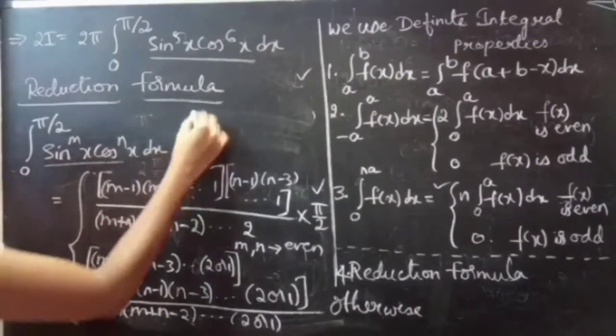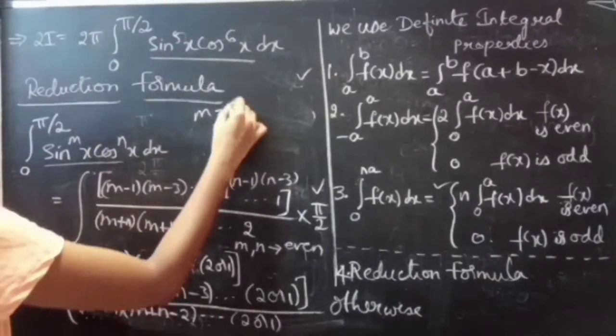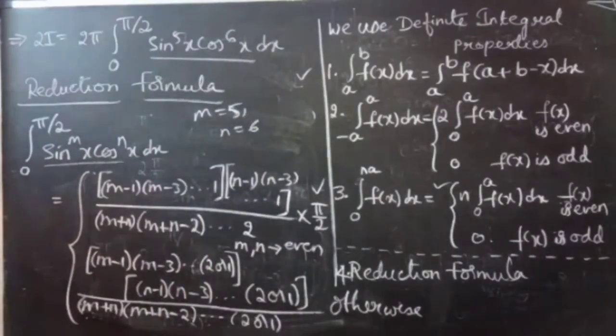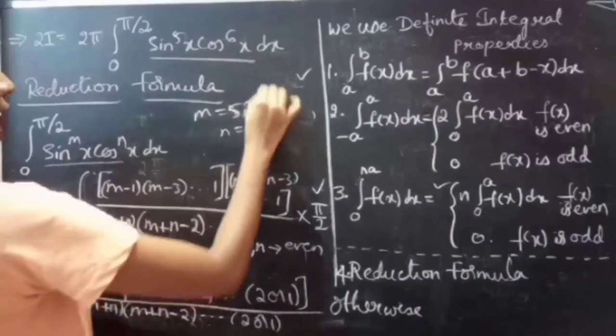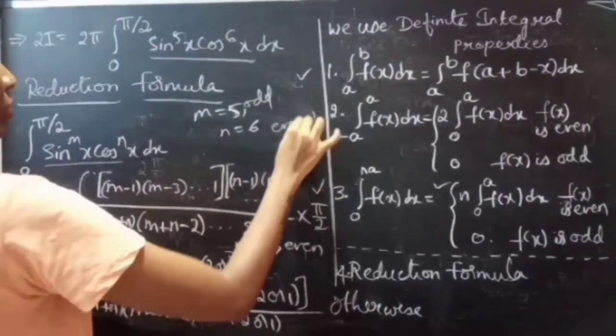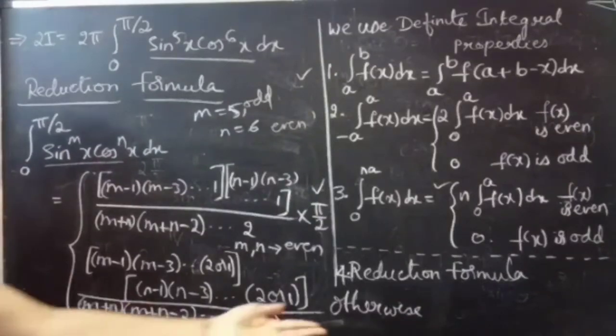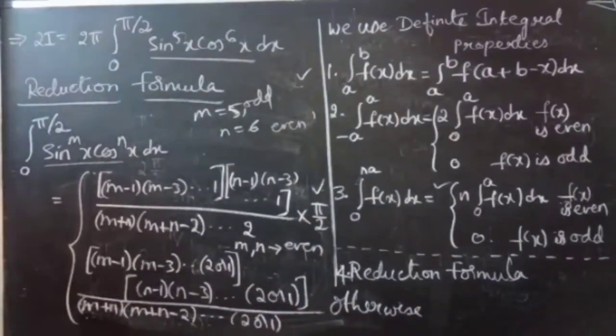So you'll get m equals 5 and n equals 6. That is odd, even. So you'll use the second condition, otherwise. Okay, fine.